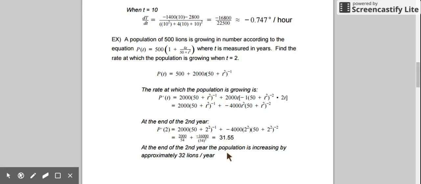So we could write a statement describing that. At the end of the second year, the population is increasing. We got a positive derivative result, and it's increasing by about 32 lions per year. Or if you don't like to round up when you're talking about organisms, you could say it's about 31.